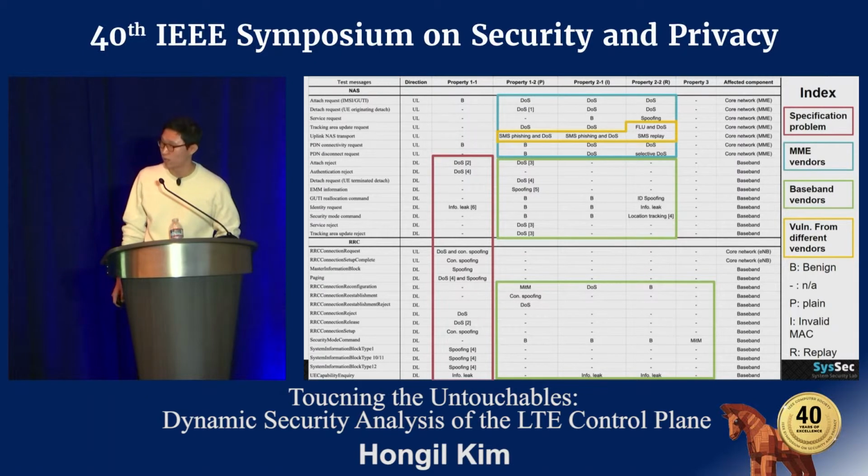So this is the summary table of our findings, and we just list the possible attack cases for each test message. The left side, the red box, shows the specification problem, and the blue box shows the implementation problems from different MME vendors. The green box shows the implementation problems from the different baseband chipsets. And in the yellow box, there are 2 different attack cases in one test message. This means that different MME vendors had different vulnerabilities and different attack cases.